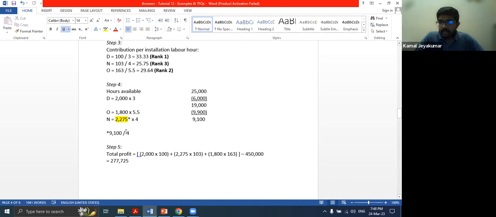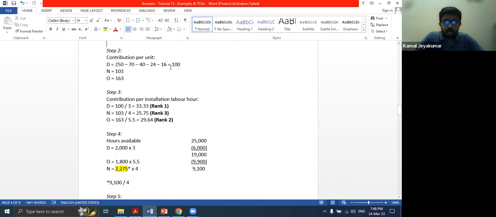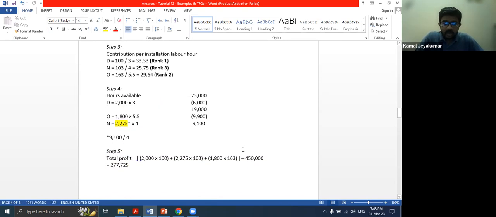If you do that, in step number 5, you can calculate your profit. How do you calculate your profit? Your total contribution minus fixed cost. Total contribution is 2000 units of product D into contribution per unit. That's what we calculated in step number 2, right? For Dayscan, it's $100. So 2000 units into $100 for Dayscan. Then for Nightscan, 2275 units into $103 per unit contribution. Then for Omniscan, 1800 units into $163 contribution per unit.